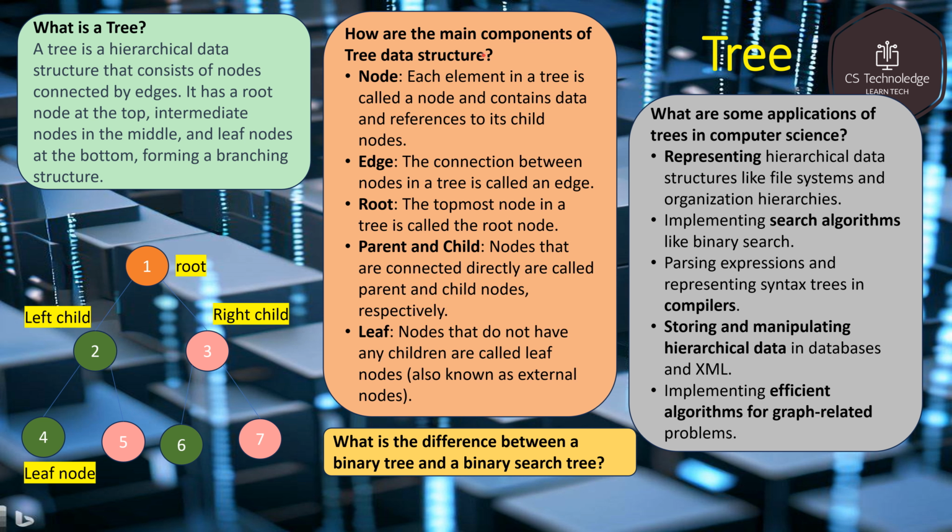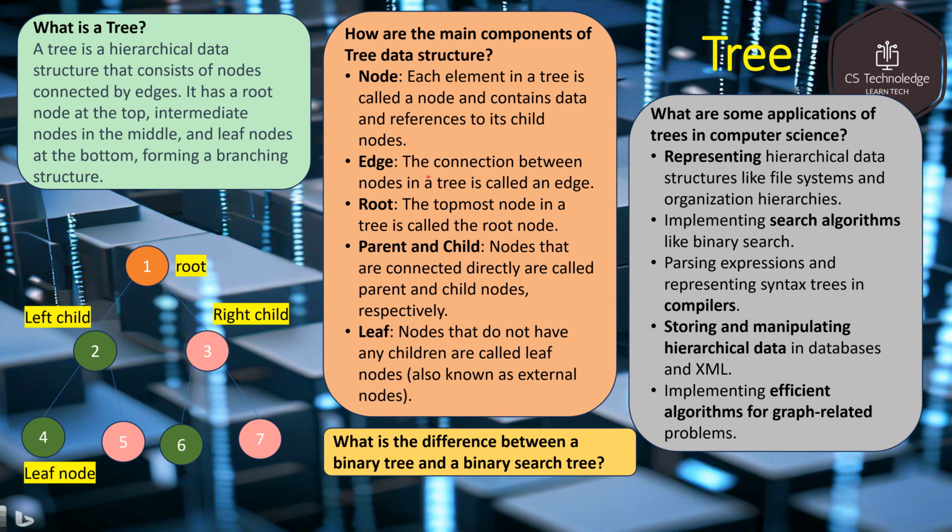What are the main components of the tree data structure? The main components are nodes. Each element in a tree is called a node and contains data and references to its child nodes, right? So how do you represent a tree? You can represent it using a linked list, where each element is nothing but a node in the linked list, and each of the nodes will point to the left as well as the right.